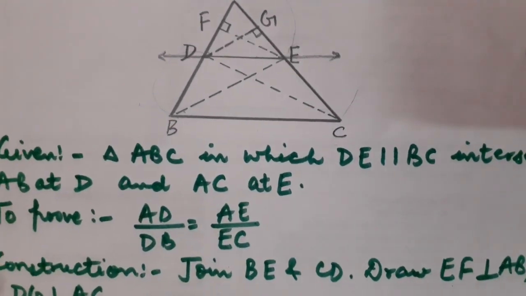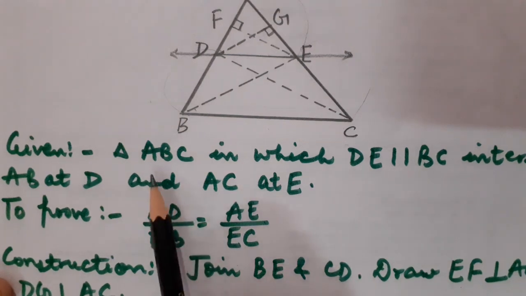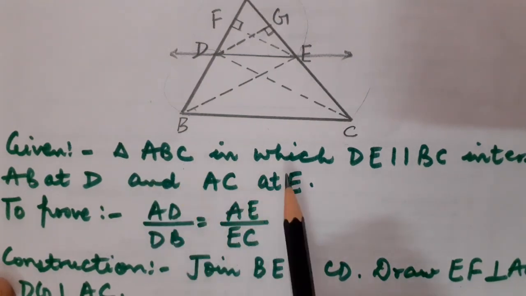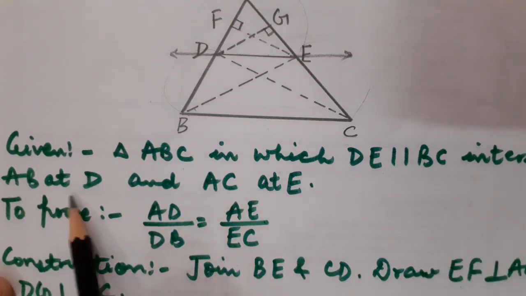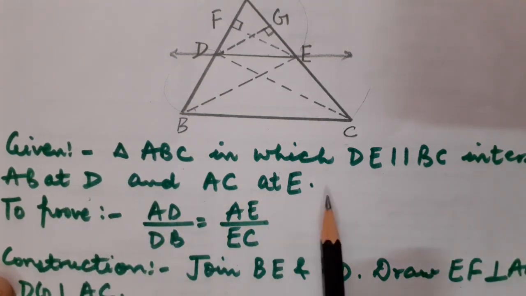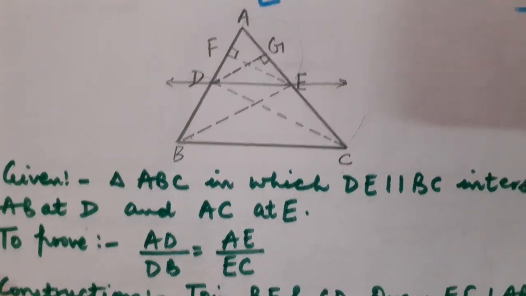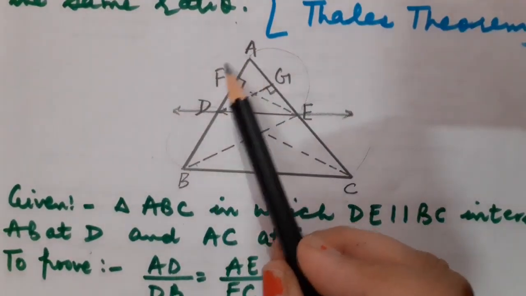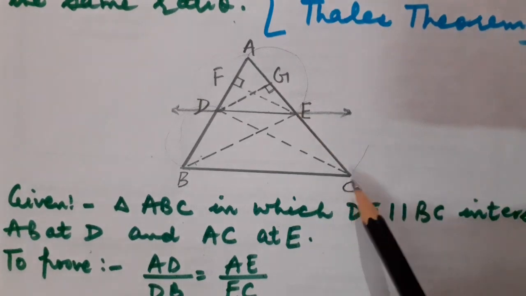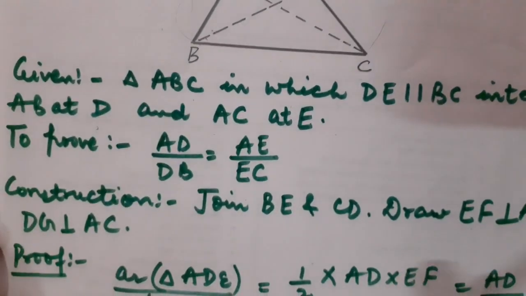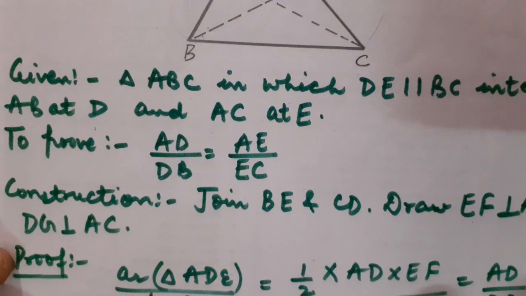So what is given in this question? We have a triangle ABC in which DE is parallel to BC, intersecting AB at point D and AC at point E. What do we have to prove, children? We have to prove that AD upon DB must be equal to AE upon EC. Got it? Okay.